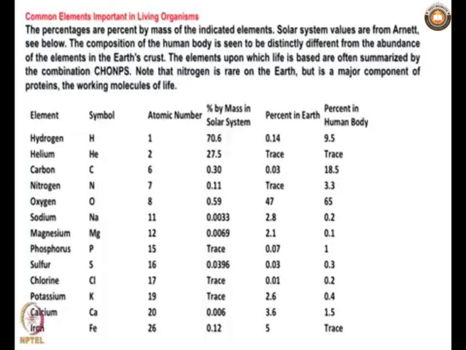As we know, in the human body, about 60% by weight is made up of water. As a result, it is not surprising to know that 9.5% hydrogen is there in the combined form in human beings.